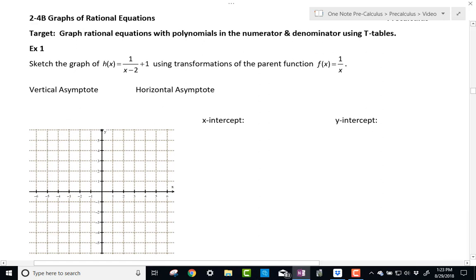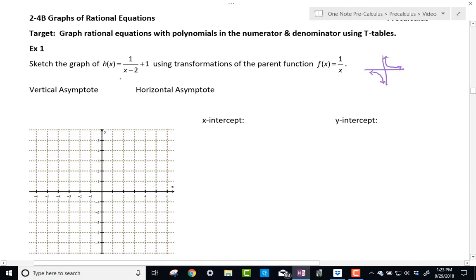Okay, so we're going to sketch the graph of h of x equals 1 over x minus 2 plus 1. We're going to try and transform it from the parent function 1 over x. Now again, if you remember, the parent function 1 over x just looks like this. All right? It's a curve on the upper right, curve on the lower left. If you don't remember that, that's okay, because we're going to plot some other points on here too.